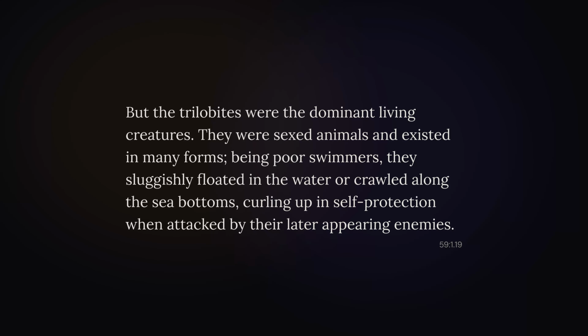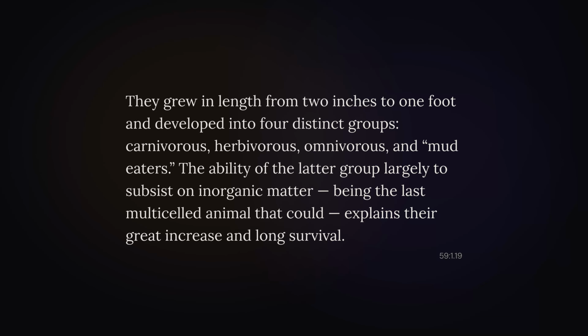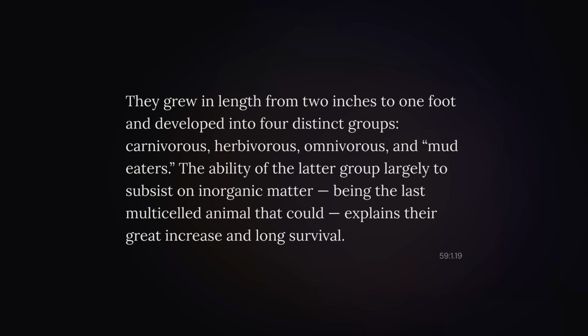They were sexed animals and existed in many forms. Being poor swimmers, they sluggishly floated in the water or crawled along the sea bottoms, curling up in self-protection when attacked by their later appearing enemies. They grew in length from 2 inches to 1 foot and developed into 4 distinct groups: carnivorous, herbivorous, omnivorous, and mud-eaters. The ability of the latter group largely to subsist on inorganic matter, being the last multicelled animal that could, explains their great increase and long survival.